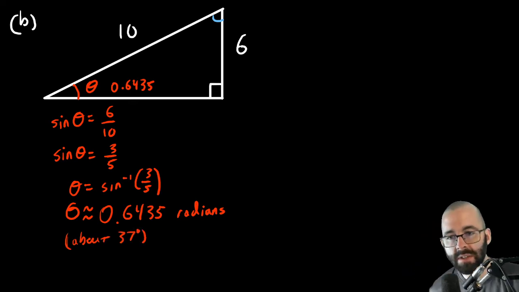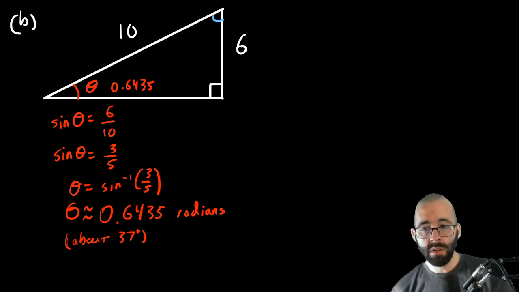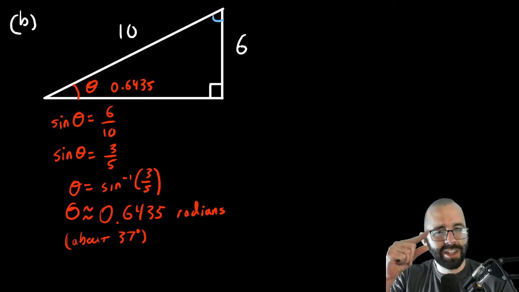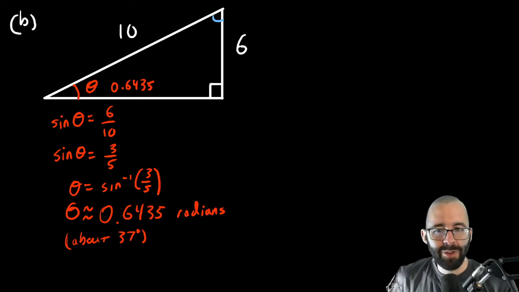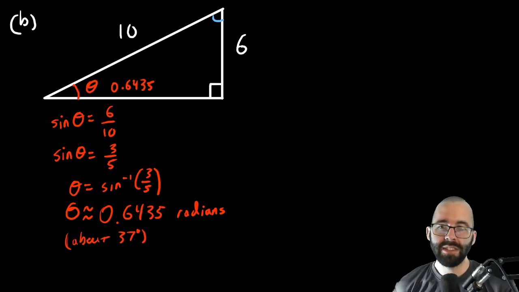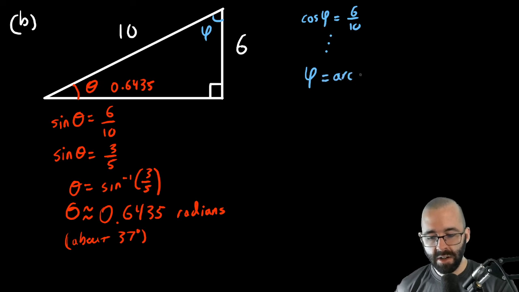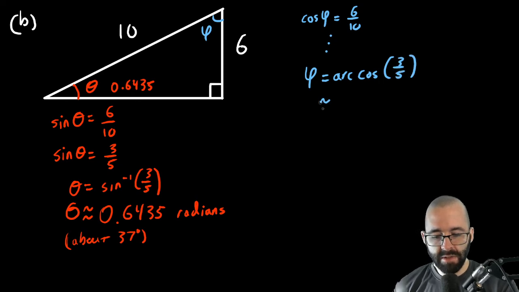You don't have to. I'll take either form. You could, though, because 0.64 radians is a little hard to visualize, I think, even if you're really good with radians. But 37 degrees is much easier to visualize. And do the same thing for phi. So the cosine of phi is equal to 6/10. Do the same exact logic. You're going to get that phi is arc cosine or inverse cosine, same thing, of 3/5.